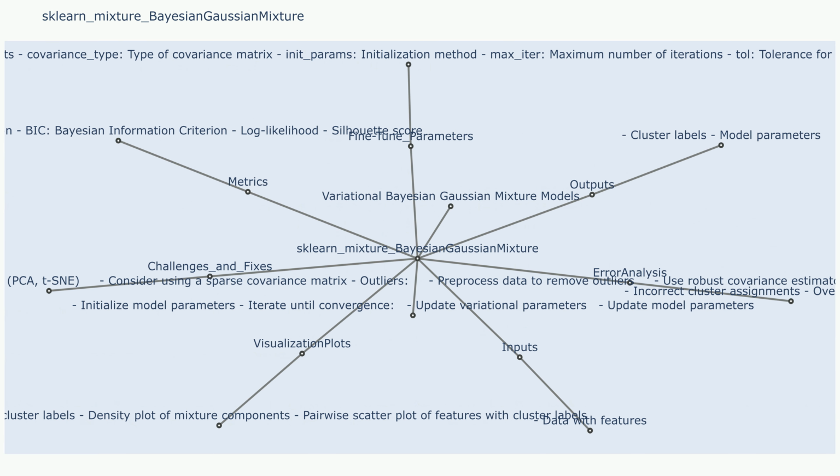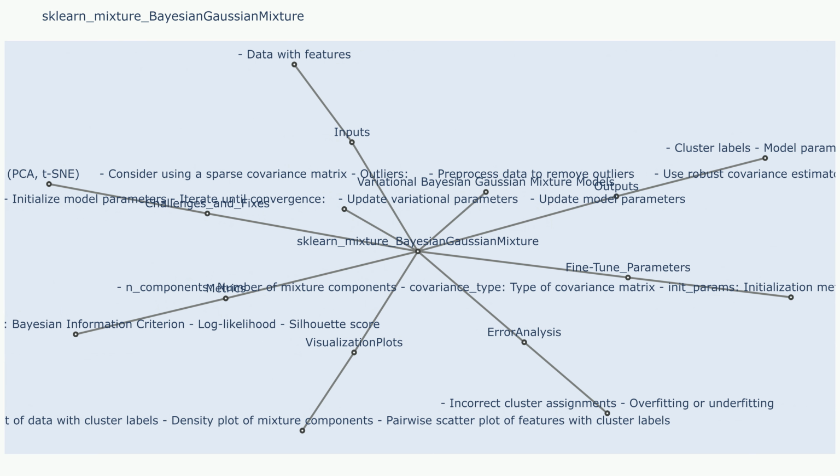Outputs: weights, a 1D array of shape (n_components), representing the mixing weights for each component. Means, a 2D array of shape (n_components, n_features), representing the mean vectors for each component. Covariances, a 3D array of shape (n_components, n_features, n_features), representing the covariance matrices for each component.